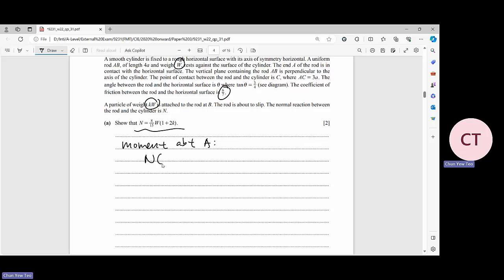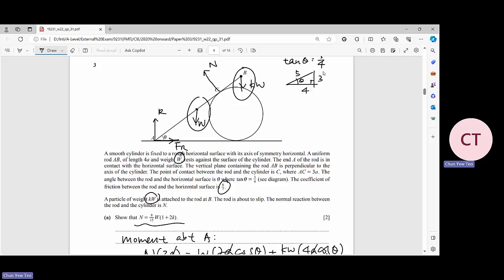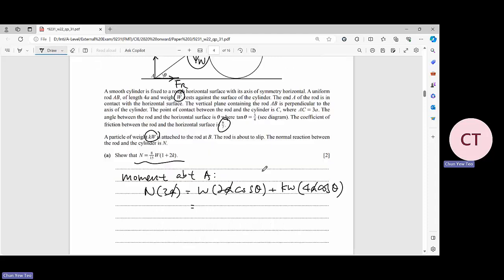So this one I put N3A is equal to the W of 2A cos theta plus the KW of 4A cos theta. Okay, so you can see that the A can be cancelled. And the cos theta from the diagram over here, you should know that cos theta is 4/5. You need to show this diagram in your answer.